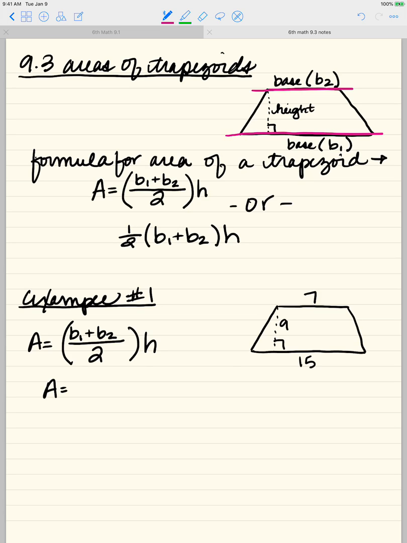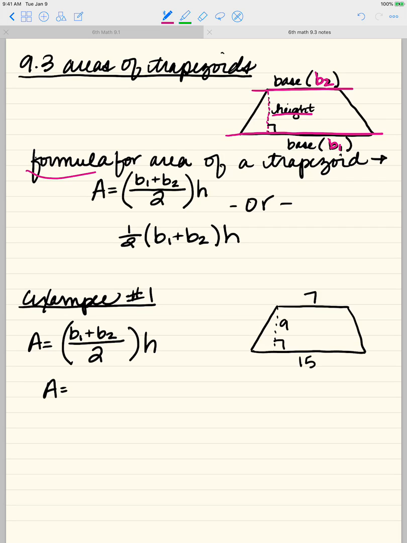When we talk about area of trapezoids, we need to identify three things that we're going to be using in our area. We are going to have two bases, B1 or base 1 and B2, base 2, as well as our height, okay? So base 1, base 2, and height.